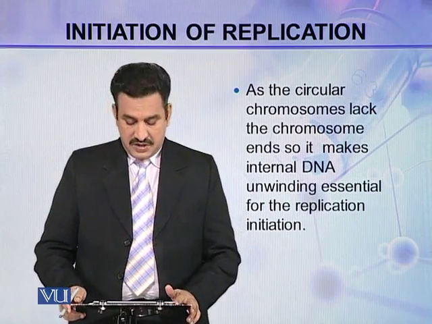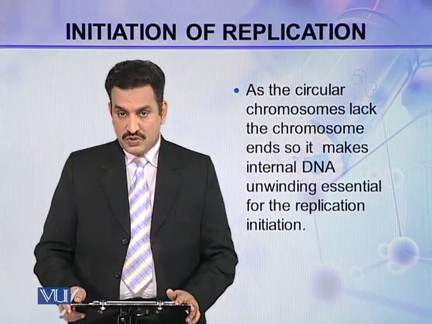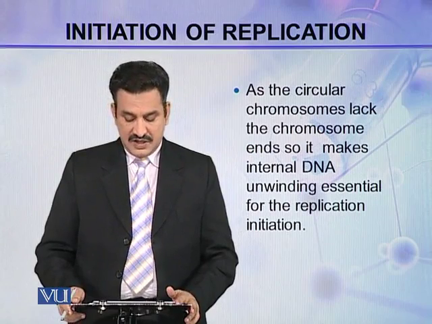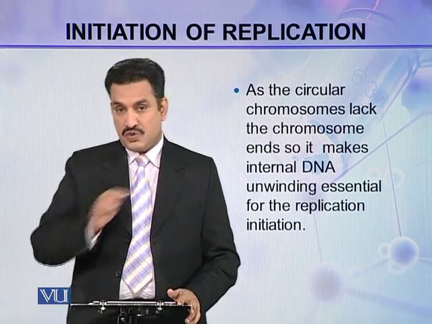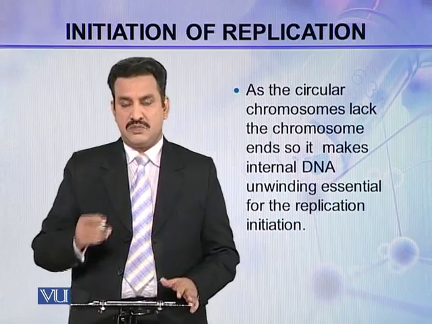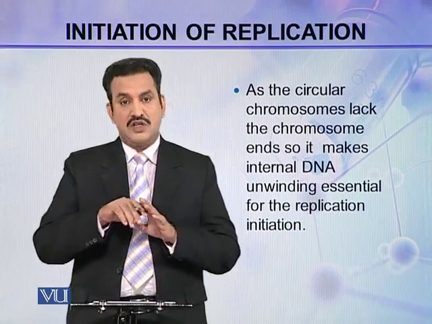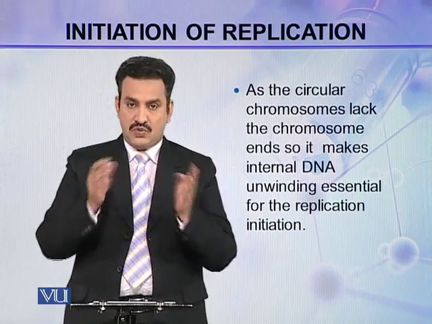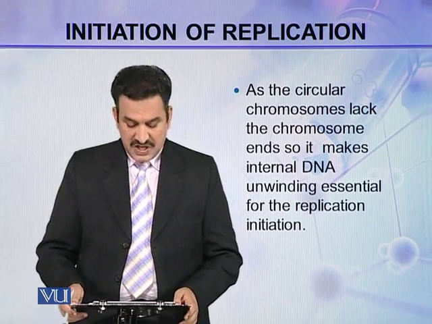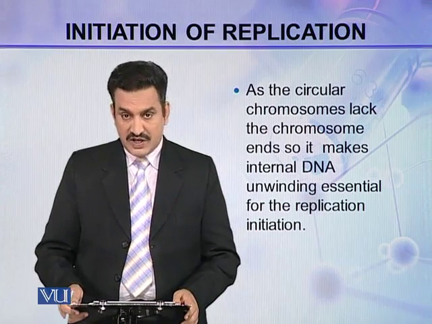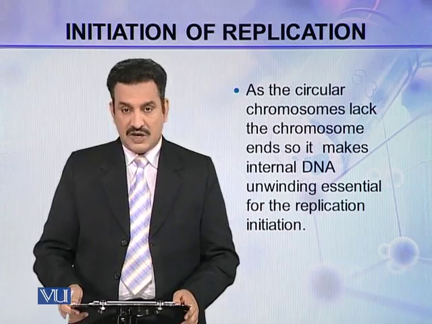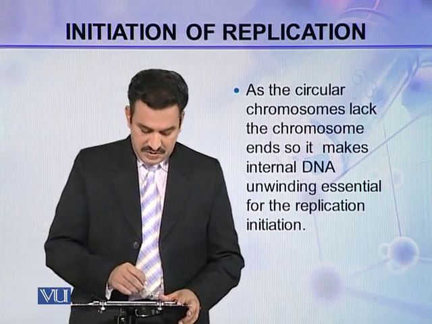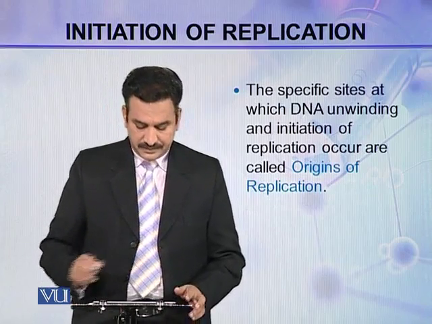And circular chromosomes, which are present in bacteria, lack chromosome ends. There is no end in these circular chromosomes. So it makes internal DNA unwinding essential for the replication initiation in bacteria.